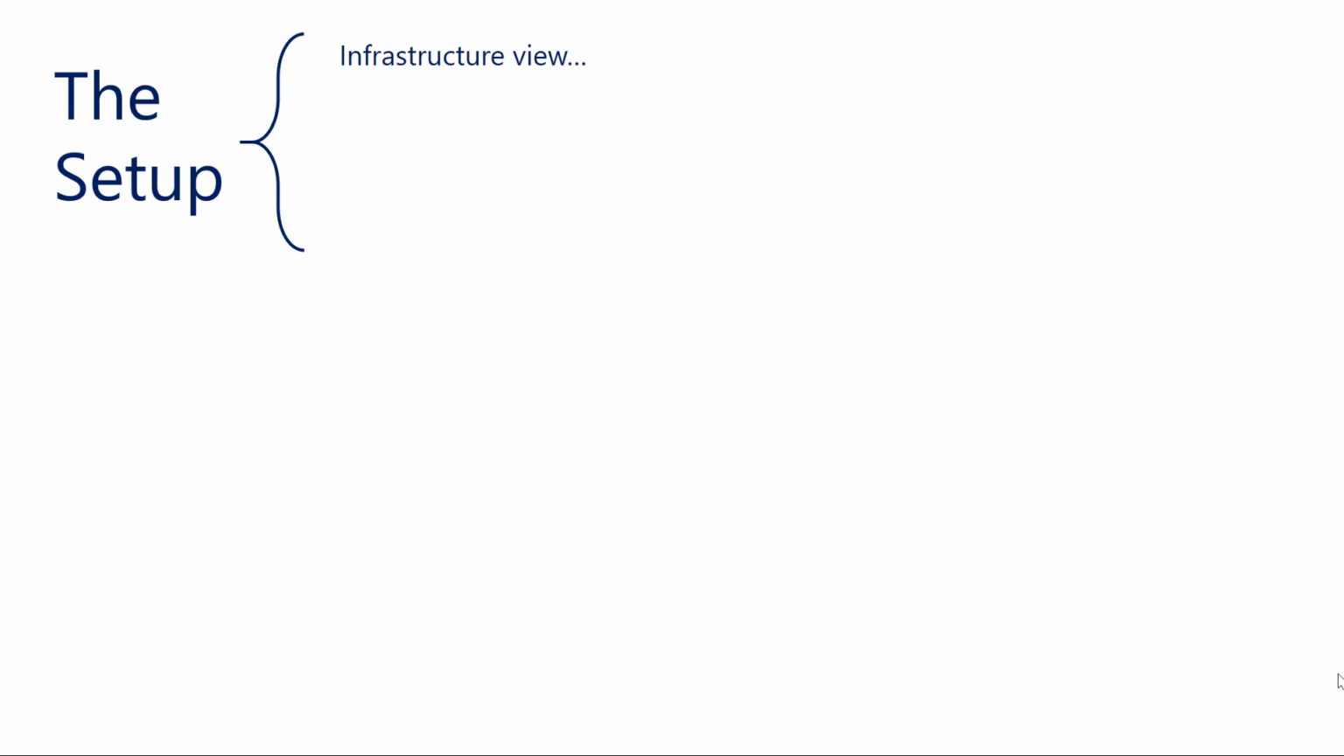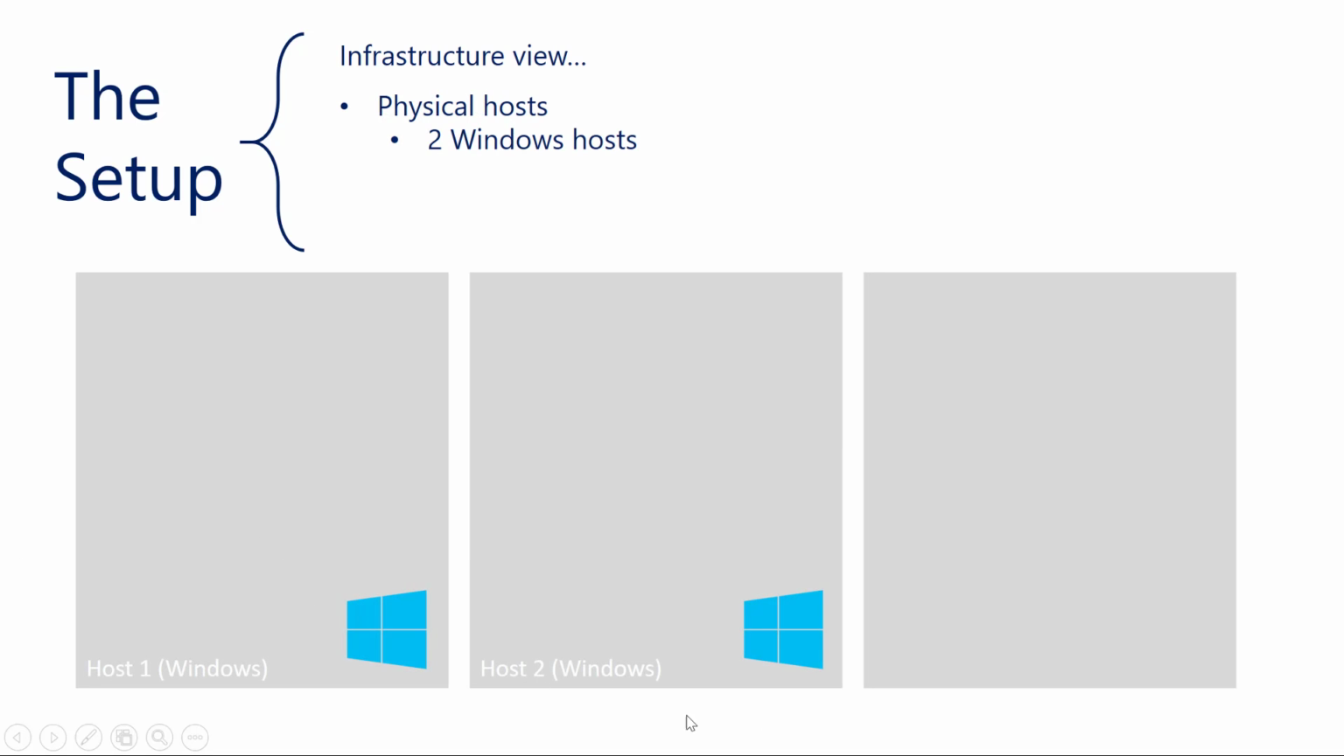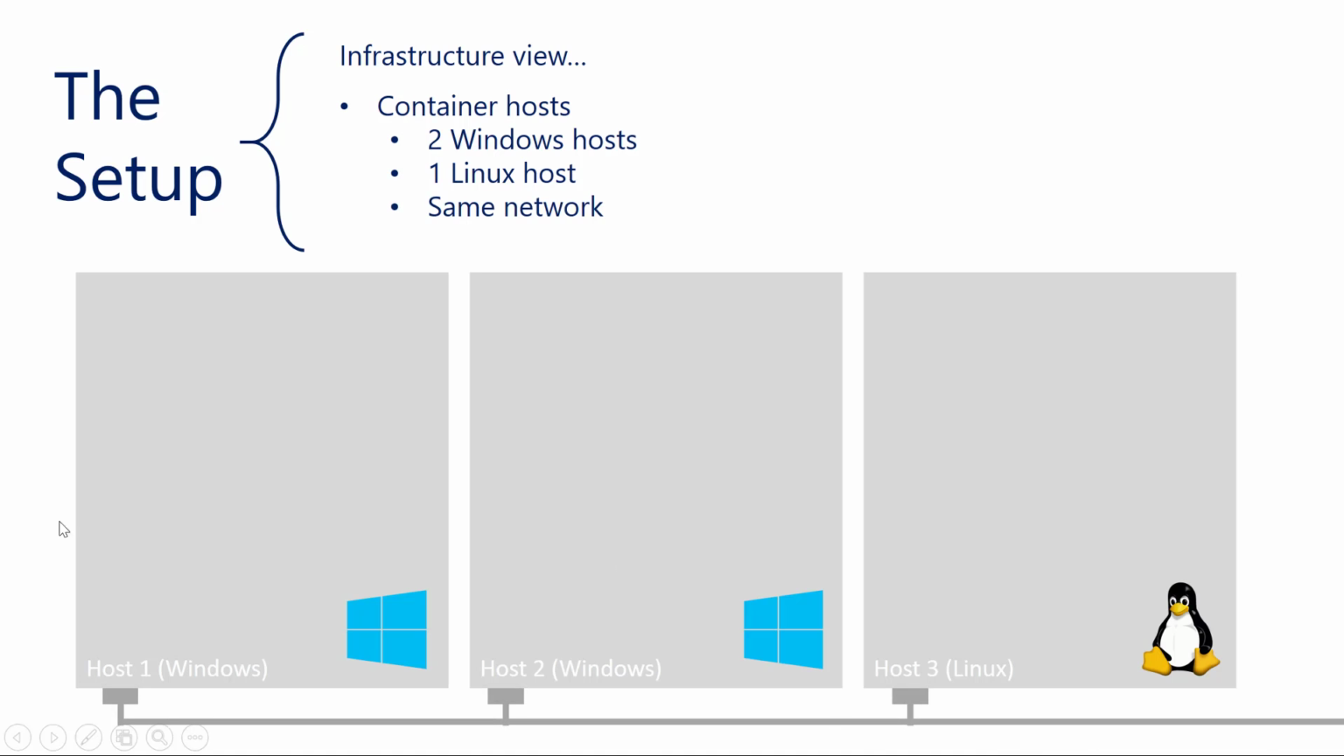Okay, so before diving into the demo itself, I'd like to show you a quick infrastructure view of the application, just to make sure it's easy for you to follow along. So as I mentioned, I'll have 3 container hosts. 2 of the hosts are Windows and 1 of the hosts is Linux. All 3 of the hosts are VMs running in Azure. And they're all connected to the same network, which means they're all routable to one another.